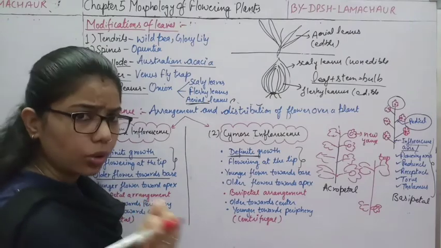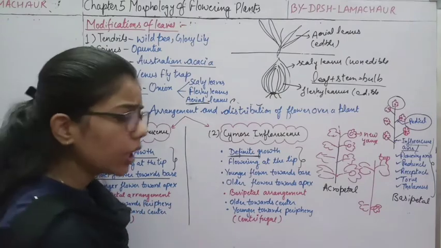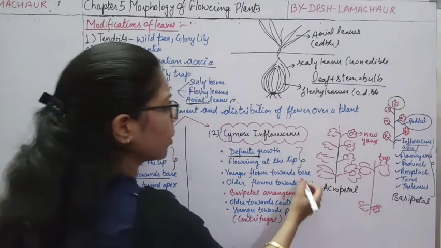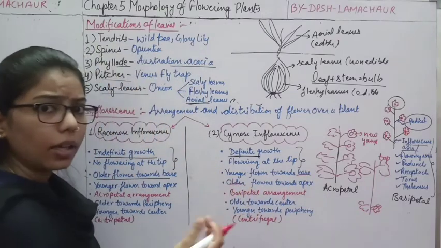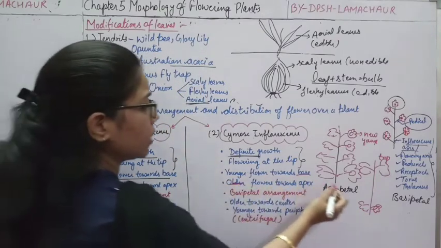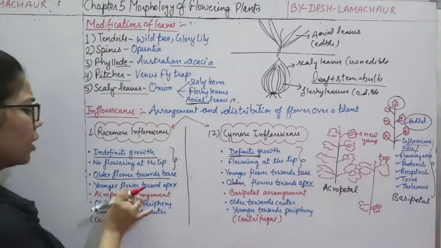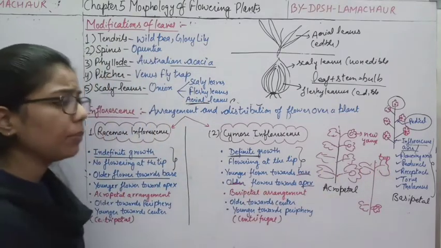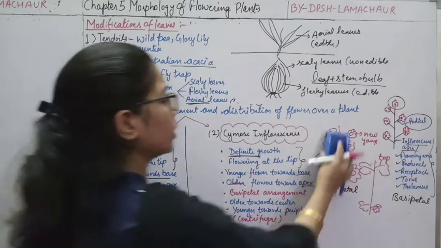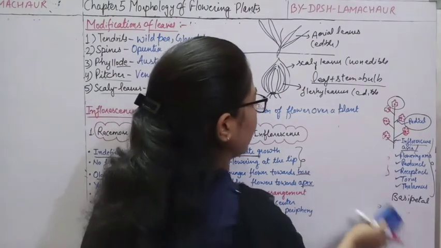जो नए flowers होंगे वो कैसे होंगे? छोटे होंगे, और वो कहाँ पे होंगे? बेस में होंगे. And the older flowers कैसे होंगे? Which is present at the apex. I have shown here. So this is acropetal and this is the basipetal arrangement of flowers on the plant.